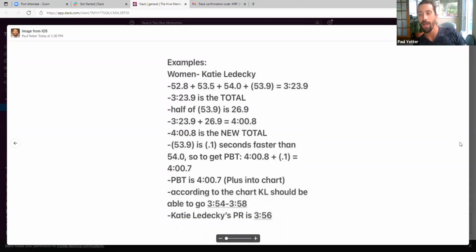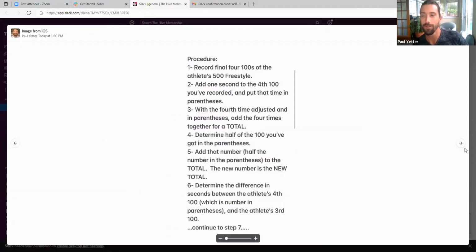Go to the chart on the back here. Darn it, where is that thing?